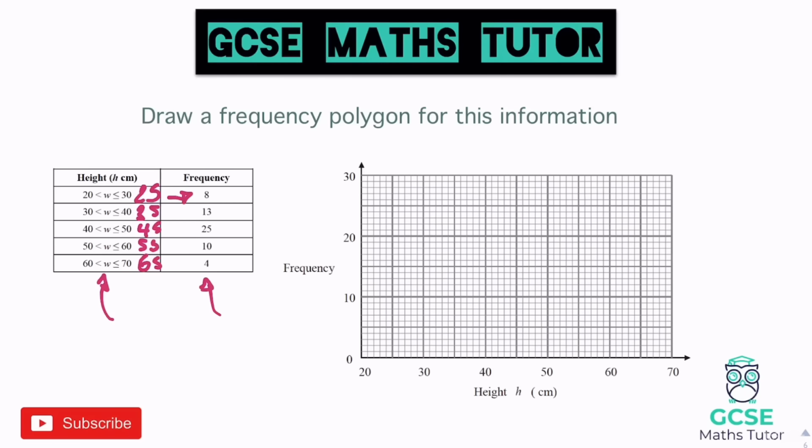So 25 up to 8, as accurately as you can, is there. 35 up to 13 is here, 45 up to 25, so 45 to 25 is there, 55 to 10 is here, and the last one there, which is 65 to 4, is here. And then very carefully with a ruler and a pencil, from the first cross there to the last one, join them all up nice and carefully with a ruler and a pencil. Make sure it's not a curvy line, nice straight lines, and that's how you draw a frequency polygon.